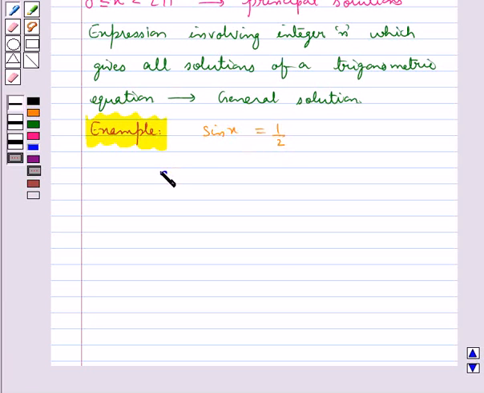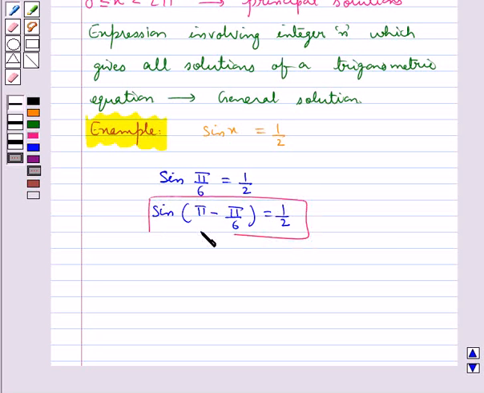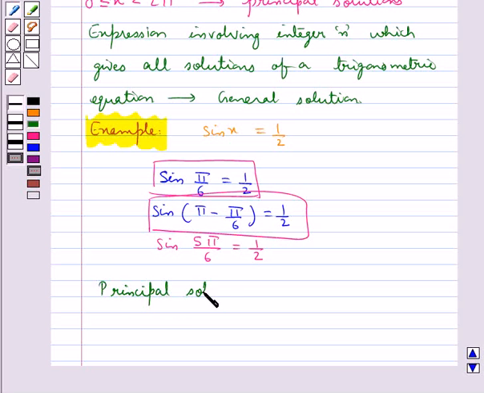We know that sine pi by 6 is equal to 1/2 and sine of pi minus pi by 6 is equal to 1/2. From here we have sine 5 pi by 6 is equal to 1/2 and we already have sine pi by 6 is equal to 1/2. Thus the principal solutions are x equal to pi by 6 and 5 pi by 6.